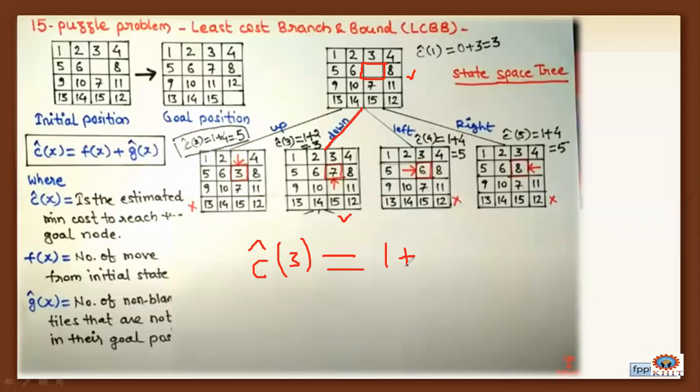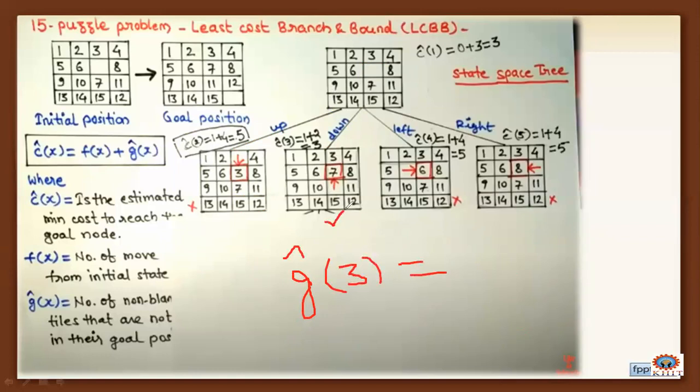G cap of 3 value, how to find? Now you need to calculate G cap of 3. Here G cap of 3 means you can compare this matrix with the goal position matrix. What are the changes available? When you compare this one with this one, what are all the changes? You can compare how many changes are clearly done. So this will clearly indicate the G cap of 3.